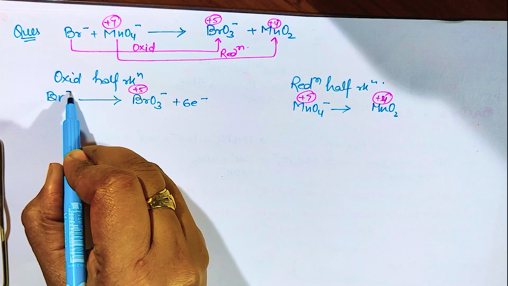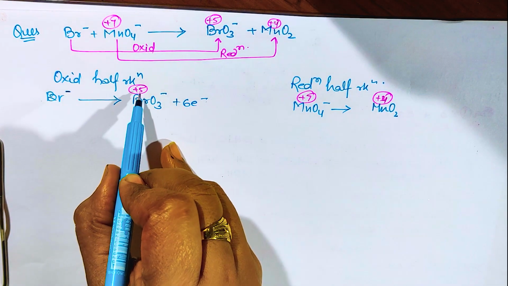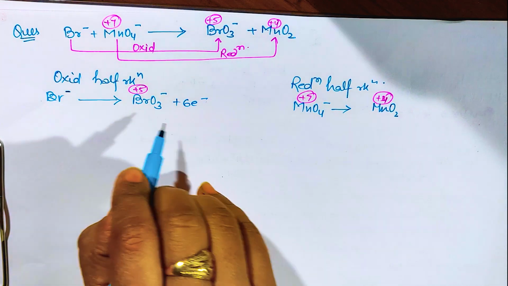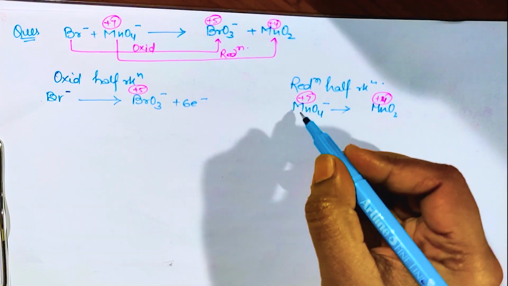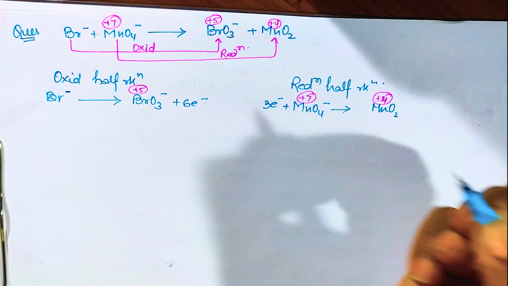Just don't forget about this sign. This is -1 and changes to +5. That means 6 electrons it has taken. Yes, there's the 6 electron difference over there. Now in this case +7 to +4, so that means 3 electrons. So let me write over here 3 electrons.